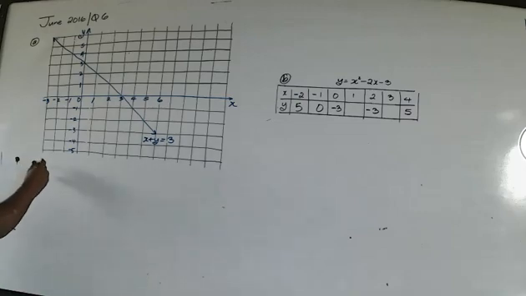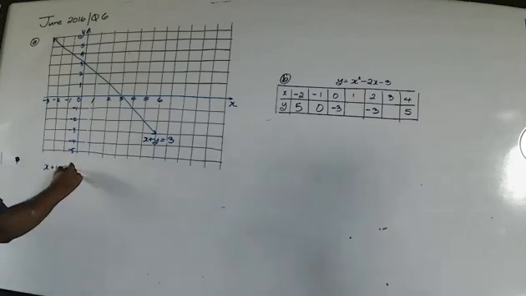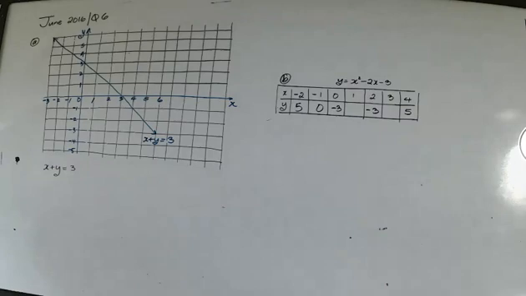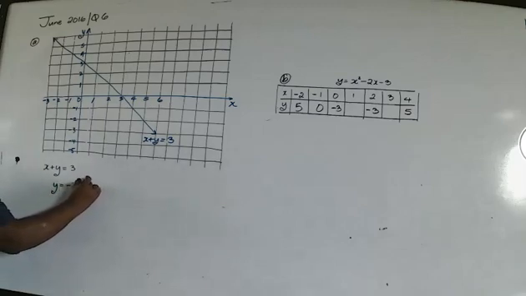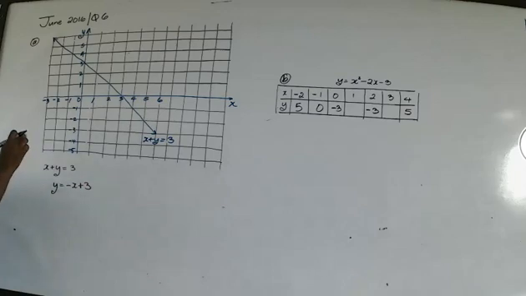Alright. First of all, we have x plus y is equal to 3. Please focus. Positive x goes over and becomes negative, so we have y is equal to minus x plus 3. What is the gradient of this line? M is minus 1. The gradient of this line is equal to minus 1.